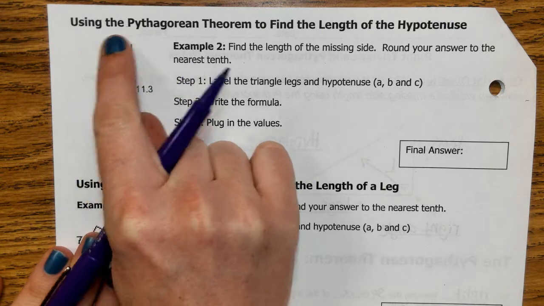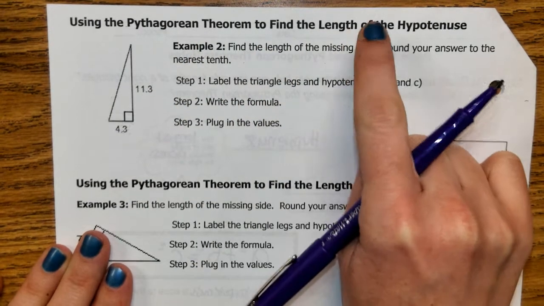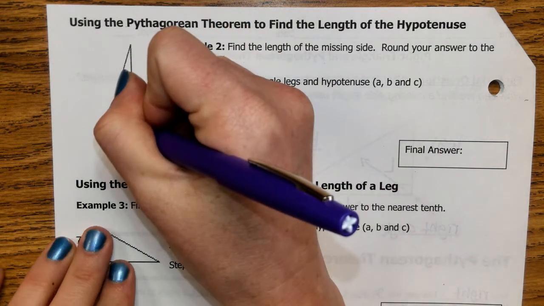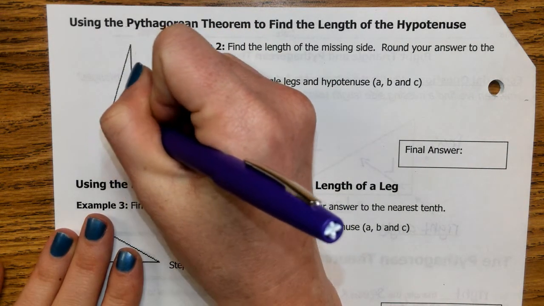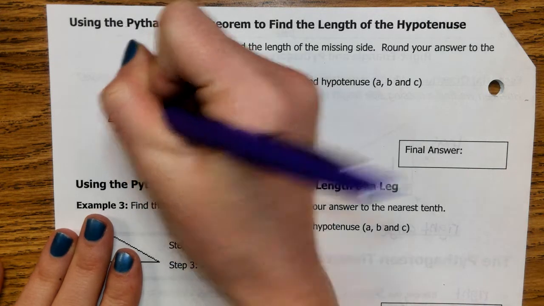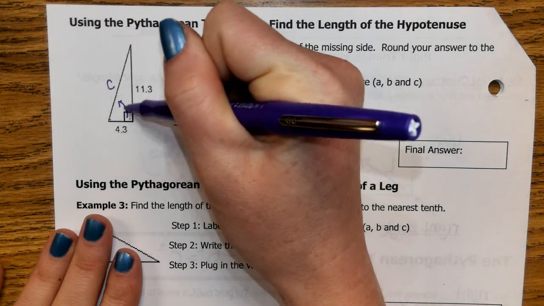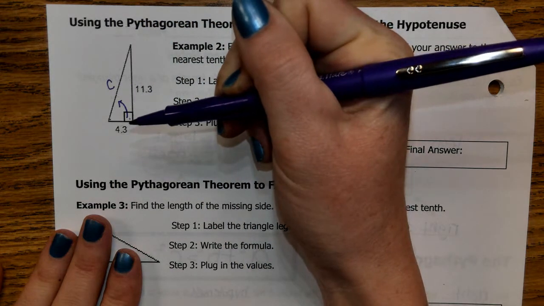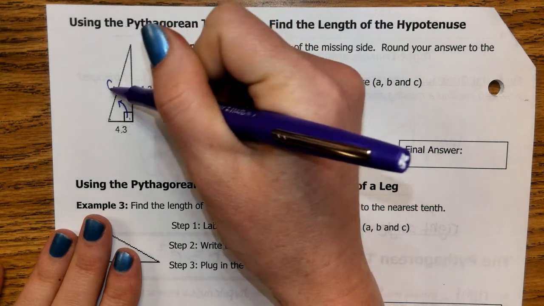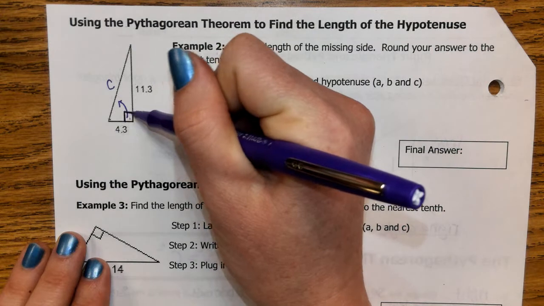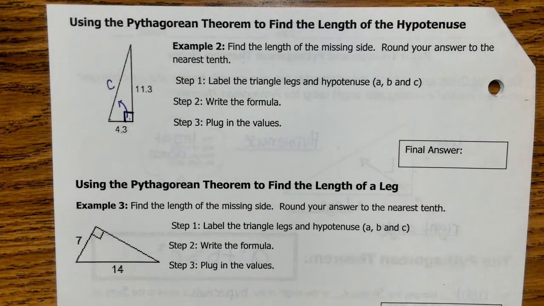Next question. Using the Pythagorean theorem to find the length of the hypotenuse. So, we are missing this side. It does not have a number on it. What should I label that? C. C, because it's the longest side across from the right angle. 11.3 looks pretty long, but this is the longest side because it's across from the right angle. When they put this right angle sign, it's saying this is a right triangle. Sometimes on your activities, I forget that little mark. Assume everything's a right triangle.